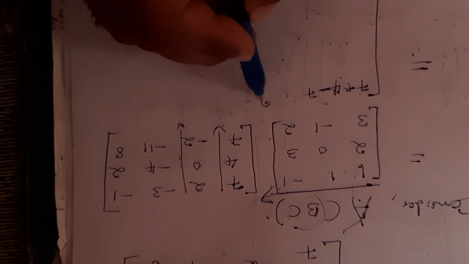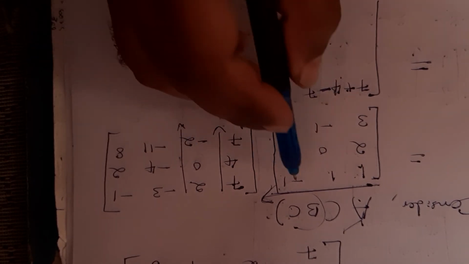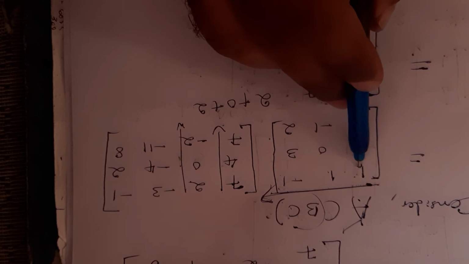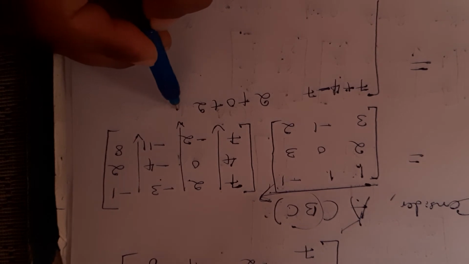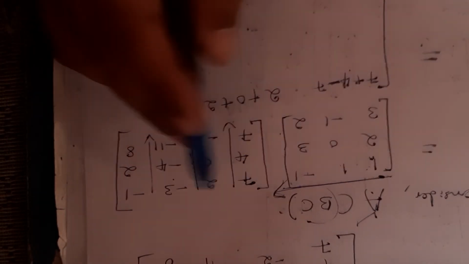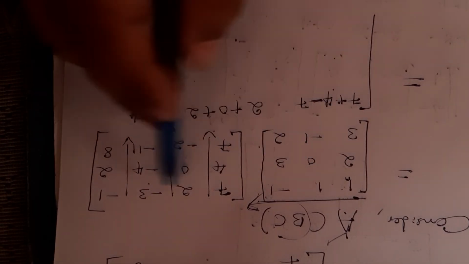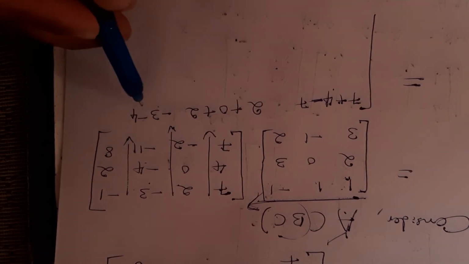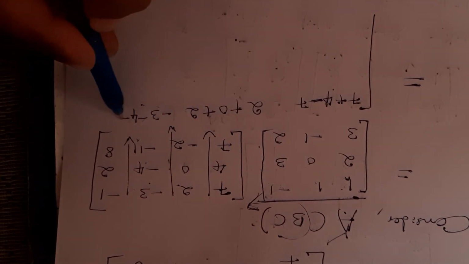So 1 into 2 is 2 plus 1 into 0, 0 plus minus 2 into minus 1, that will be 2. Then 1 into minus 3. See, first row, and now you consider this. 1 into minus 3. It is minus 3. Then minus 4 into 1, it is minus 4. Then 1 into minus 4. So that is minus 4. Then minus 1 into minus 11, that is plus 11.